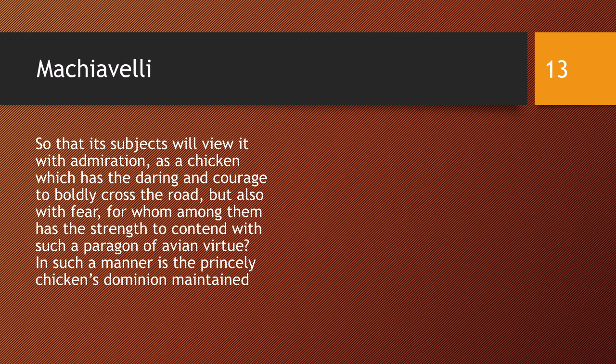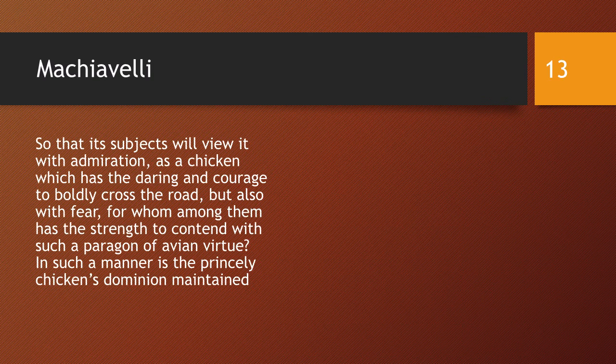Machiavelli. So that its subjects will view it with admiration as a chicken which has the daring and courage to boldly cross the road, but also with fear, for whom among them has the strength to contend with such a paragon of avian virtue. In such a manner is the princely chicken's dominion maintained. This is Machiavelli's response to why did the chicken cross the road.